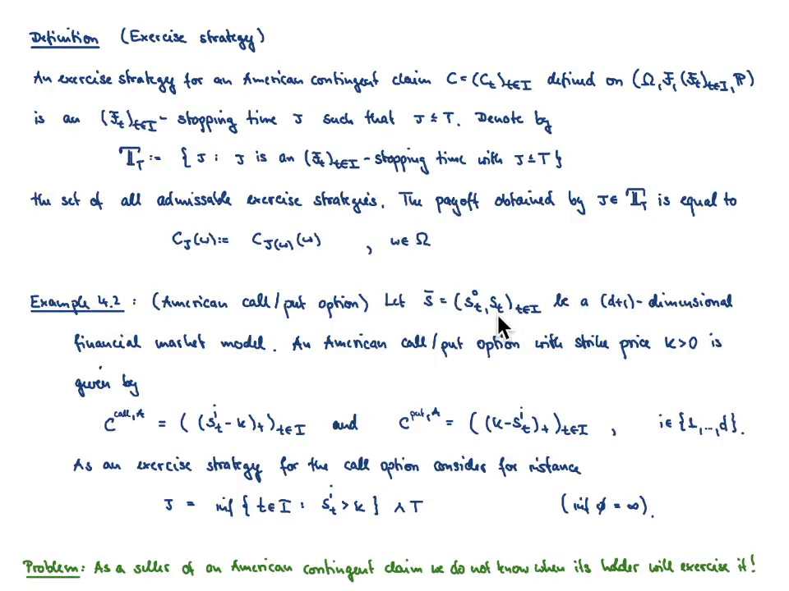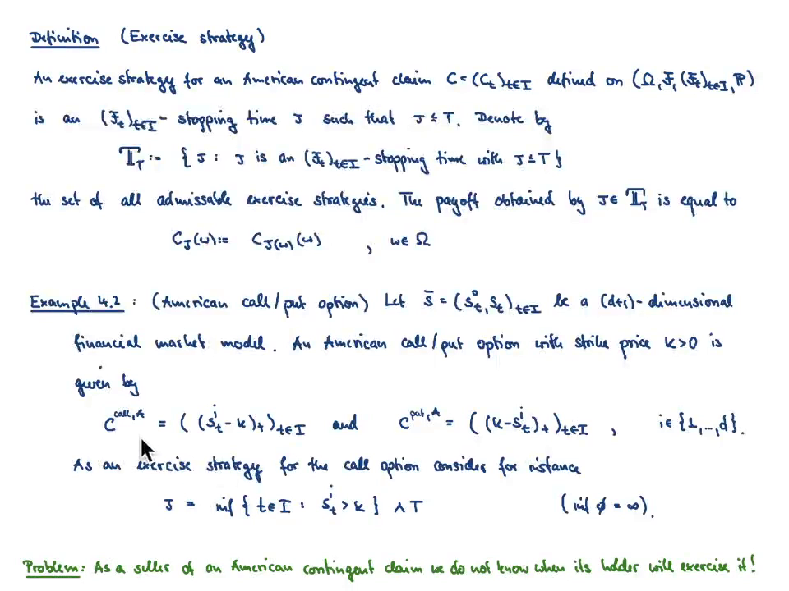And I give myself a strike price K, and then I define an American call option simply as the following process. Namely, I consider the positive part of the difference between S_t and the strike price, whereas the put option is given as the positive part of the difference between the strike price and the price of the risky security at time point t.